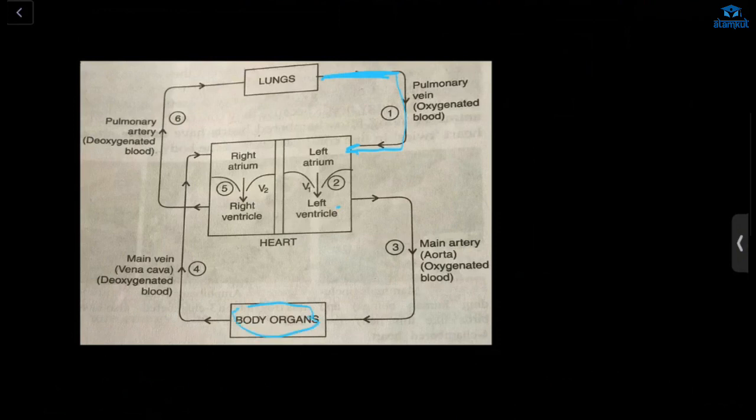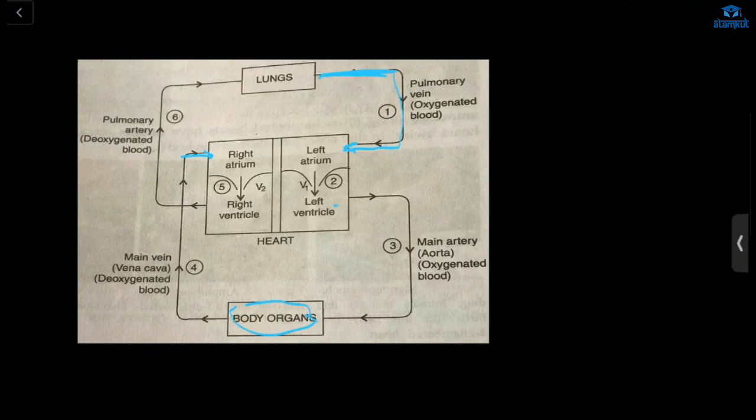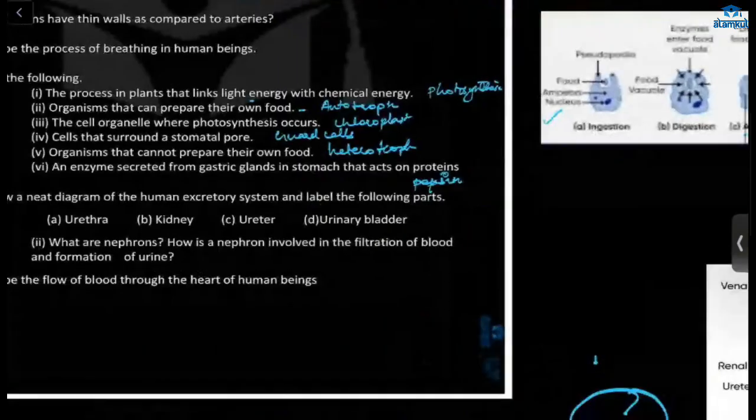Okay. Next, the body will use the oxygen, and then will give out carbon dioxide. Okay. So now the deoxygenated blood from the body parts, right? The main vein or vena cava will carry it, and it will go to the what? Right atrium. And from the right atrium, the deoxygenated blood will be carried by the pulmonary artery back to the lungs. So this is the cycle, the flow of blood.